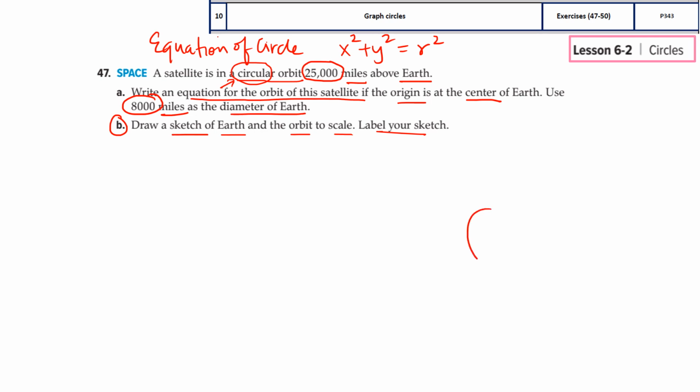Let me assume this is my earth. So this is the center of the earth. What is the center of the earth? The origin, 0, 0, already given. That's why I use this equation. So this is 0, 0. Okay, so definitely this is my x-axis. This one is my y-axis.